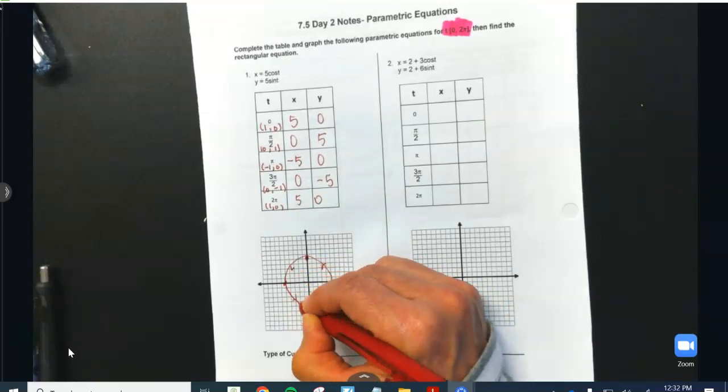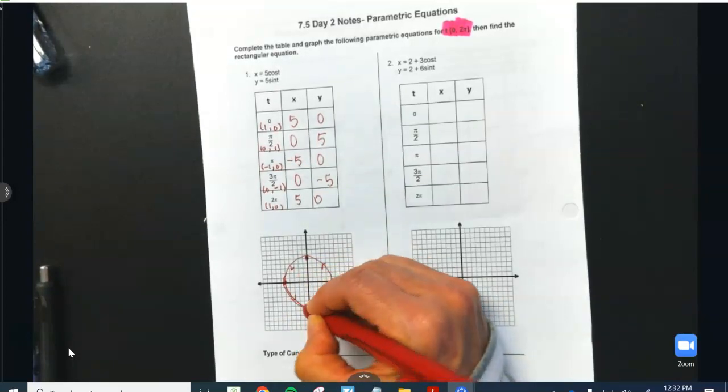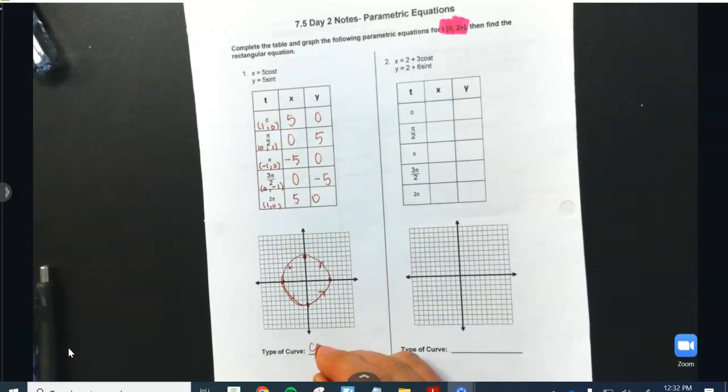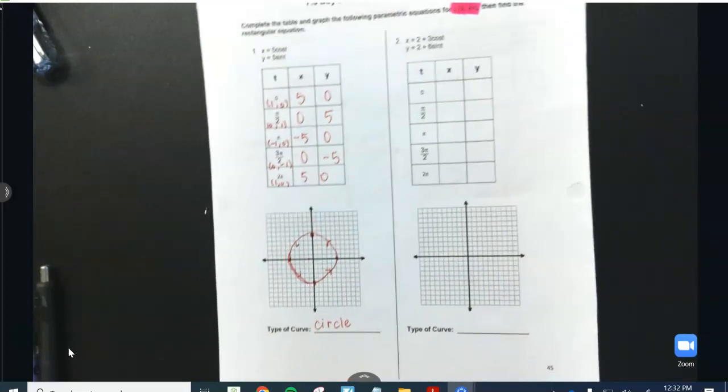So if you could please connect your circle. All right, so what type of curve is this? This is a circle. All right, so that was kind of a review.